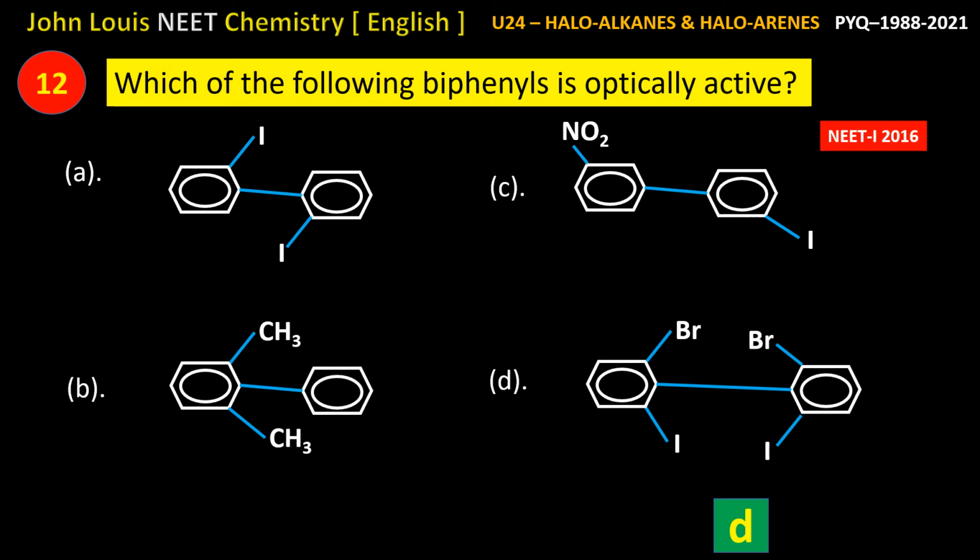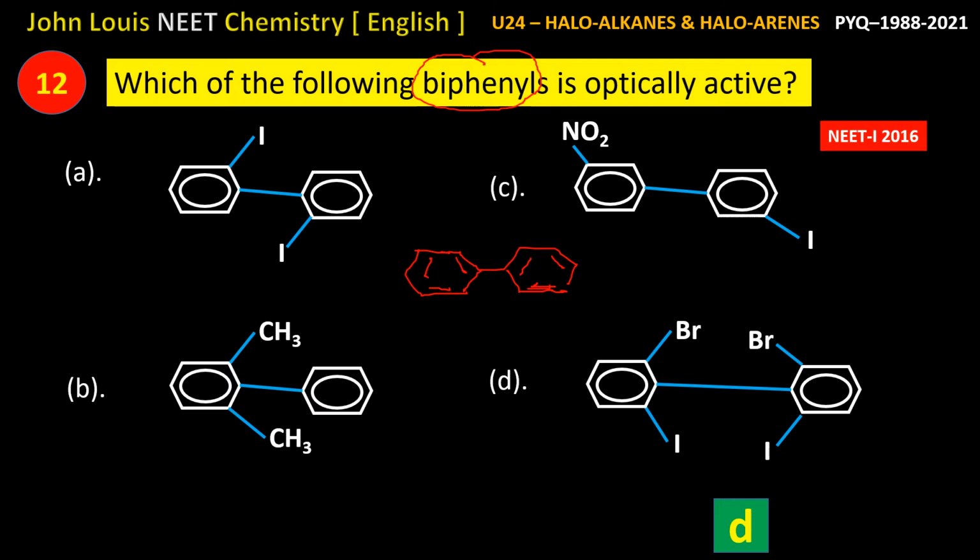Which of the following biphenyls is optically active? Okay, first of all, we need to know what is biphenyl compounds. So there should be two benzene rings bonded to each other. So this is one benzene ring and this is another benzene ring. So they are bonded together and therefore it is called biphenyl.